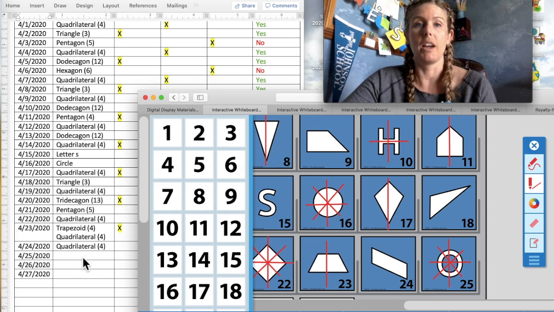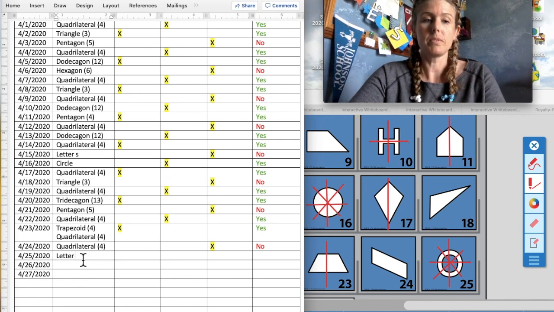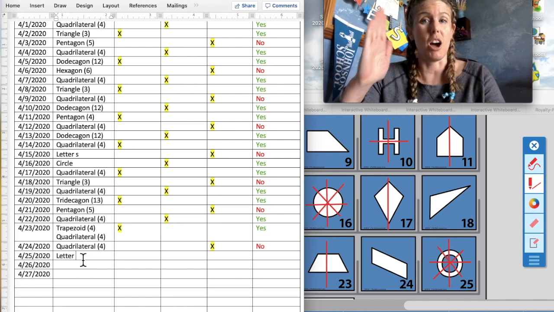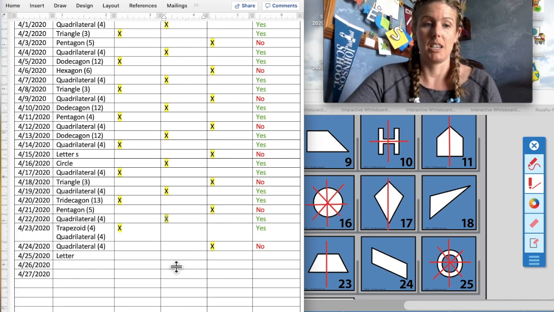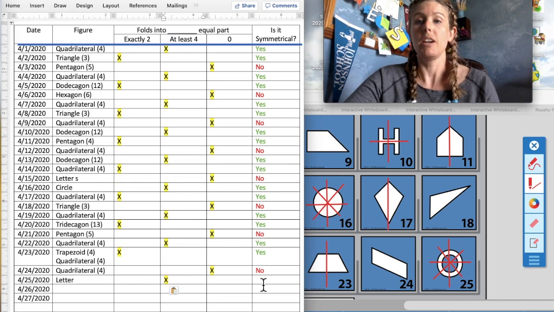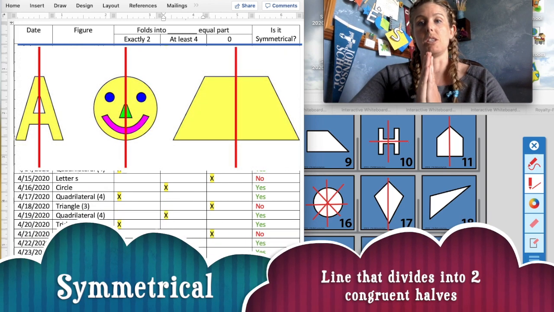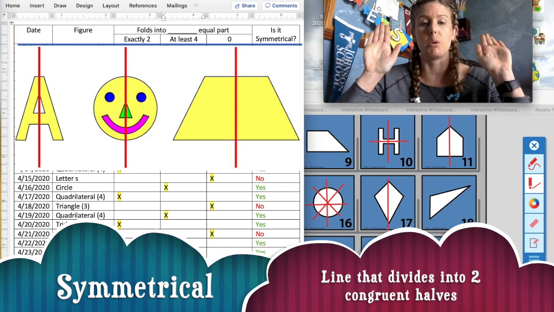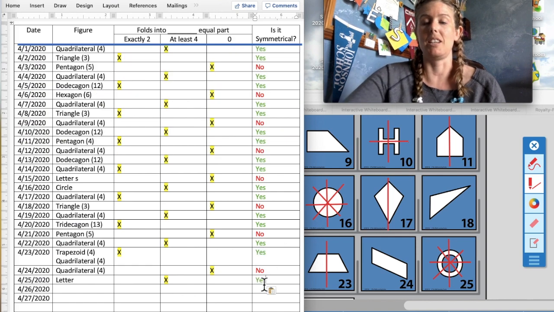So over here on our observation chart, we have a letter O. There are no sides because they're not straight. Those are curved. And we know that we can fold them at least 4 times or more. So we are going to put an X in the at least column. And over here, it is symmetrical because we do have that fold line on both sides, just like a butterfly looks the same on both sides. We have those congruent halves. And so yes, it is symmetrical.